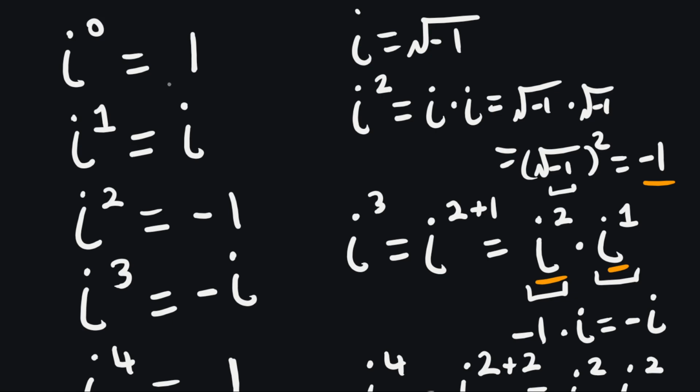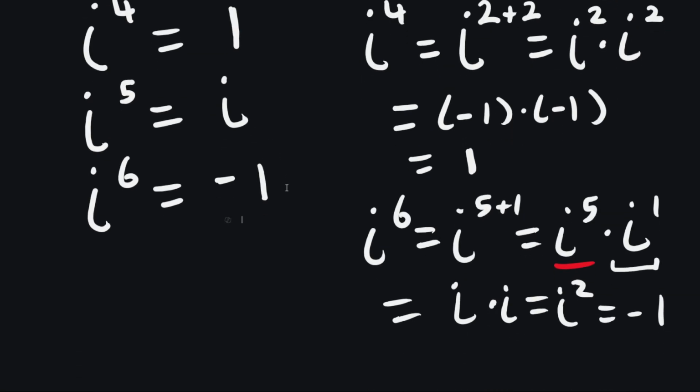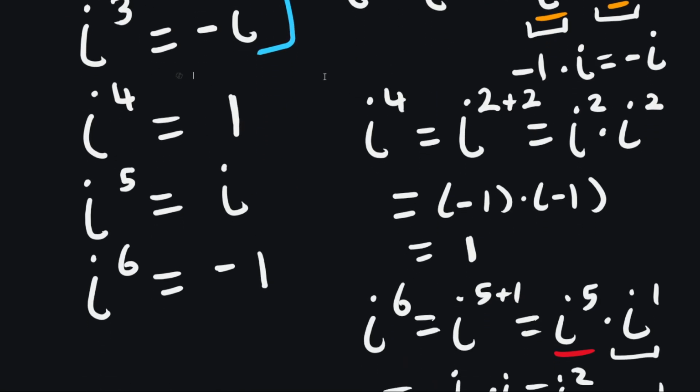We start at i to the 0, which is 1. i to the 1 is i. Then we have i squared, which is -1. You have -i, 1, i, -1. So there's actually a pattern here. There's a cycle. It starts at 1, i, -1, -i, and then it repeats: 1, i, -1.